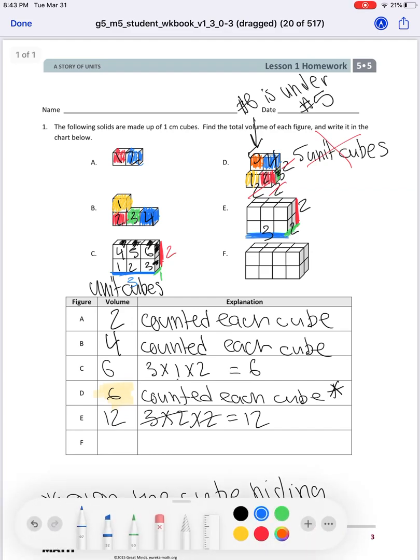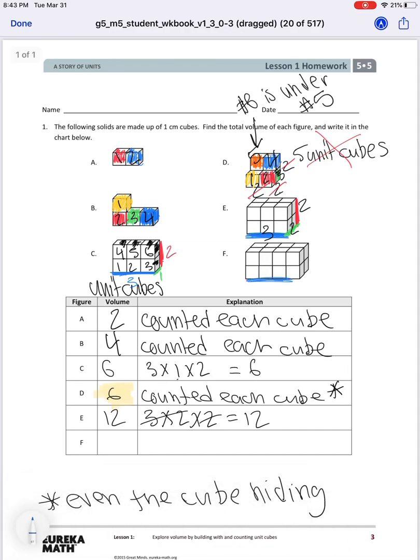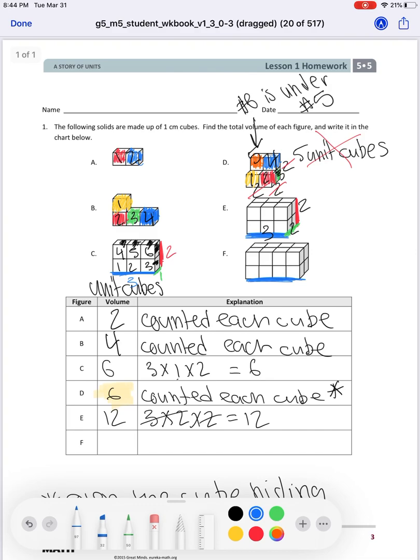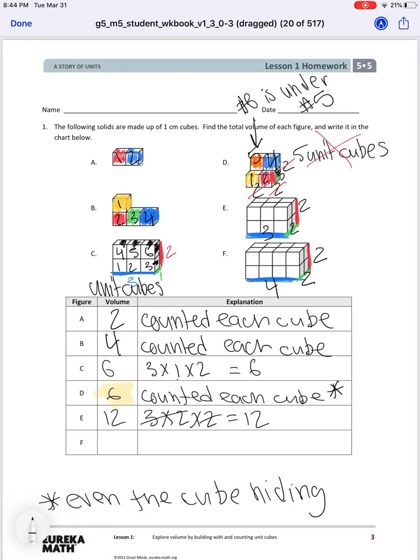Letter F, let's be precise. Let's label our length, which is 4. Let's label our height, which is 2. And let's connect the width, and that is also 2. So we're going to use the formula, length times width times height, which will equal 4 times 2 times 2, which we know that 4 times 2 is 8, and then 8 times 2 will be 16. So our answer here is 16 unit cubes.